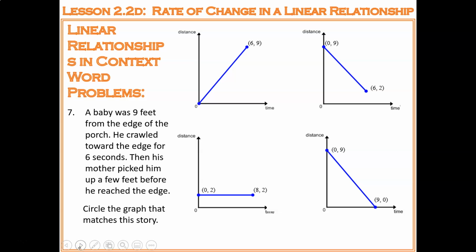Very interesting. Okay, let's look at number 7 now. A baby was 9 feet from the edge of the porch. He crawled toward the edge for 6 seconds, then his mom picked him up just before he reached the edge. Circle the graph that matches this story. Well, let's use elimination. It was 9 feet away, so anything going through 0, that means that it was at the edge, so it can't be this one, right? So this one says it's 2 feet away, can't be that one, so it has to be either one of these two.